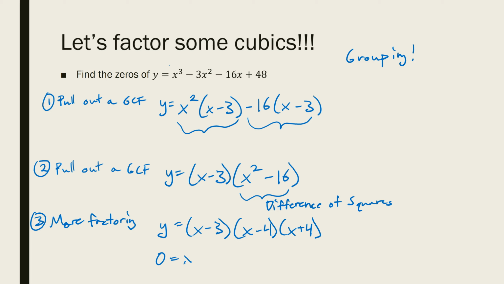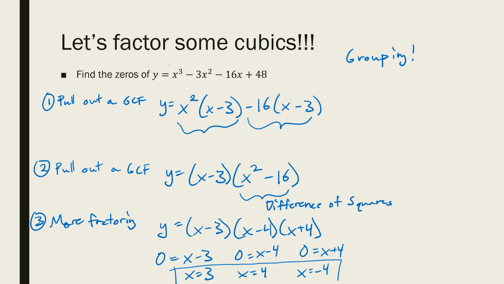That would mean if this parenthesis equals 0, I'm good. So x could equal 3. If this parenthesis equals 0, I'm good. So x could equal 4. And if this parenthesis equals 0, I'm good. So x would equal negative 4. So my 3 zeros are 3, 4, and negative 4.